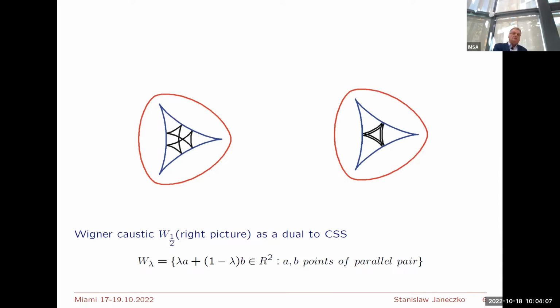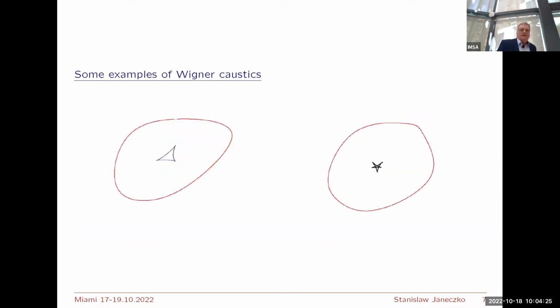If the distance is 1/2, then this is just the curve which we call the Wigner caustic, and this is dual to the center symmetry set. In some sense dual, of course; I'll explain this better maybe not at this moment. Some examples of Wigner caustics look similar, but they are really different. They encounter different shapes. This is important in applications for models and packing and so on.